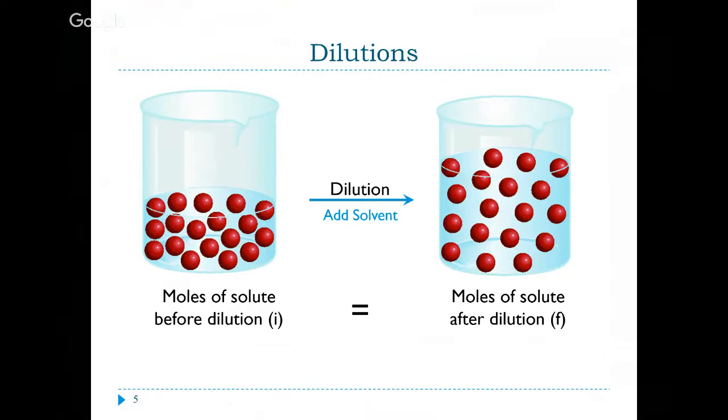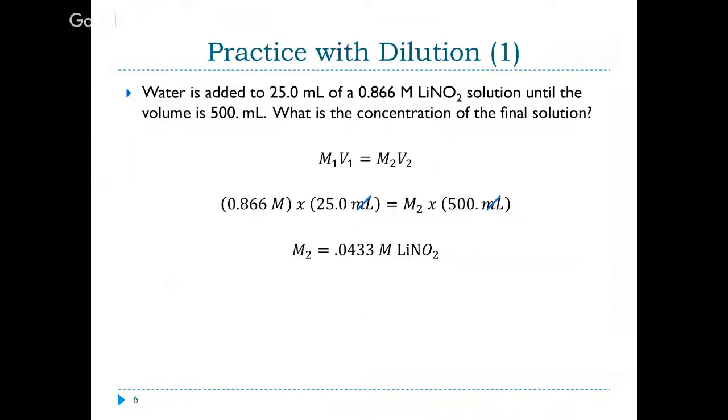The moles of solute do not change, but we have a higher concentration with a smaller volume to start initially, and then a lower concentration with a higher volume after dilution, the final. So we can set up an equality that says MiVi equals MfVf, or M1V1 equals M2V2. So, practicing with dilution.